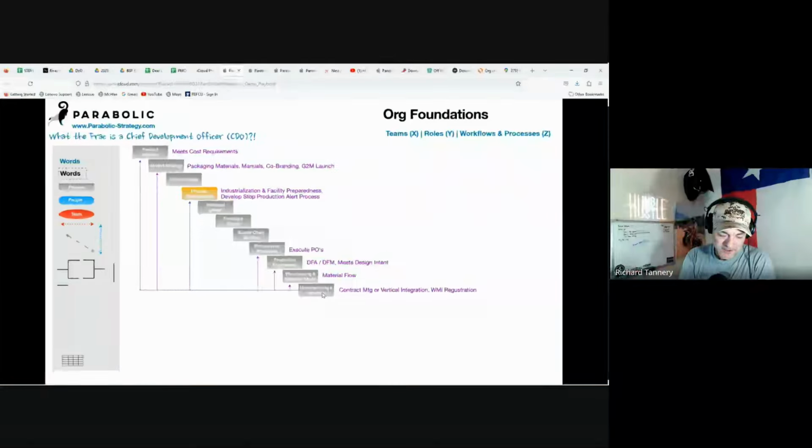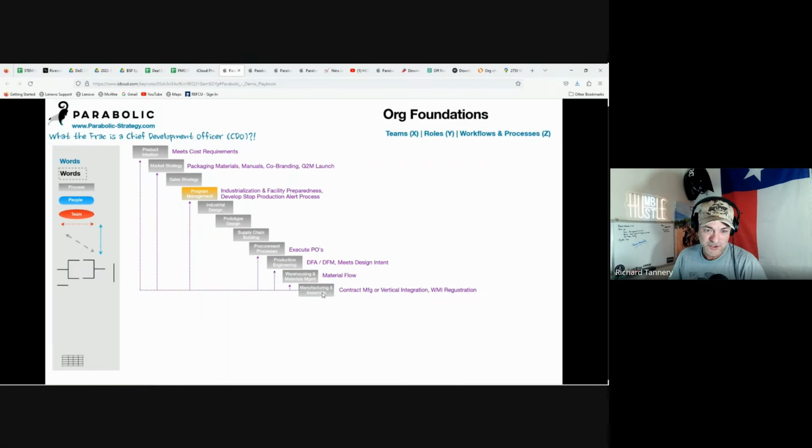But we have to manage material flow of everything in the warehouse. We've got all these kinds of activities. Design for assembly, design for manufacturing. We have to ensure that the product that's being manufactured in short runs on our new manufacturing line is being assembled correctly to the design intent. We're executing POs. We're developing stop production alert processes, for example, but there are all kinds of other processes that the PM team would be involved in spearheading.